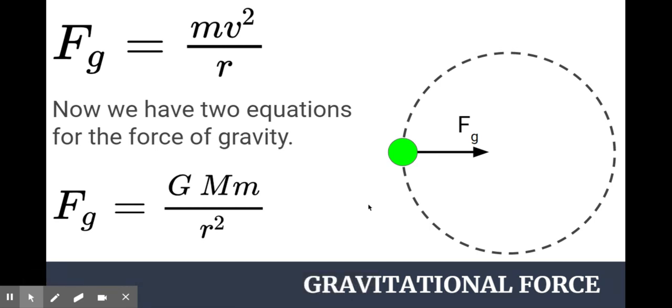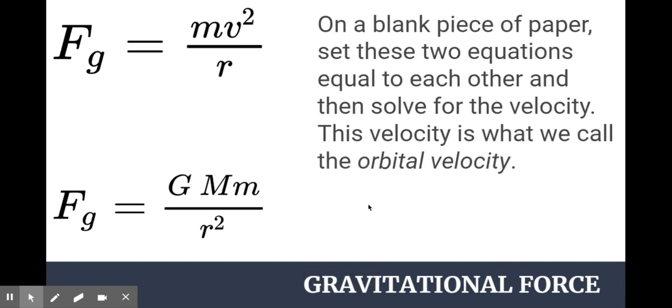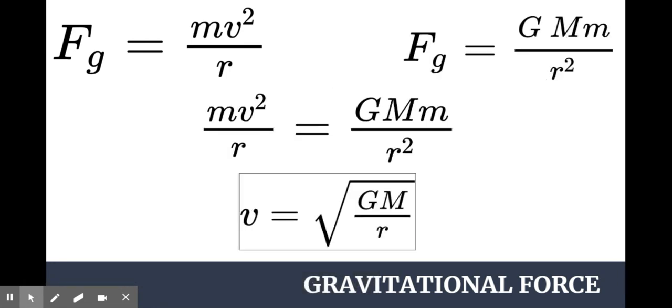All right, so here's what I'd like you to do. Get out a blank piece of paper or something, set these two equations equal to each other because they are both F sub g. Set them equal to each other, and then solve for the velocity. The answer you get is going to be what we call the orbital velocity. All right. So orbital velocity: two different equations, set them equal to each other.